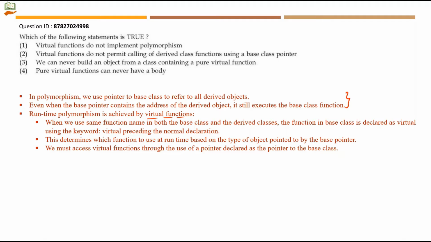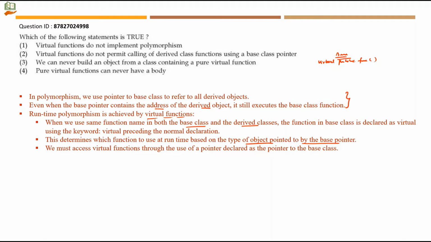When we use the same function name in both the base class and the derived class, the function in the base class is declared as virtual using the keyword virtual preceding the normal declaration. So if there is a method like public function, the word virtual will be placed in the base class. This determines which function to use at runtime based on the type of object pointed to by the base pointer. Otherwise, even when the base pointer contains the address of the derived object, it still executes the base class function.